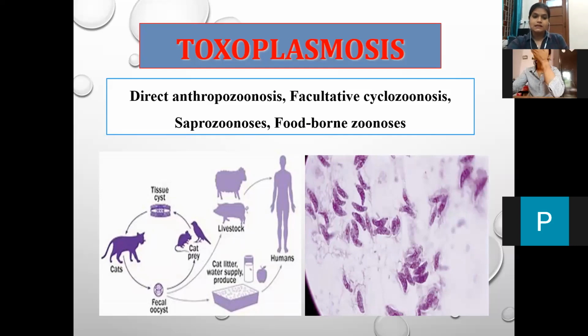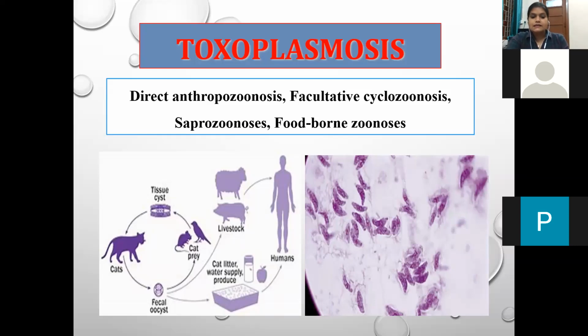So this is known as direct anthropozoonosis, and it can also be categorized under facultative cyclozoonosis. Cyclozoonosis means it requires more than one vertebrate host for completion of the life cycle. So it is facultative: other mammalian species like pigs, sheep, or human beings can be involved in the life cycle. That's why it comes under the facultative cyclozoonosis.